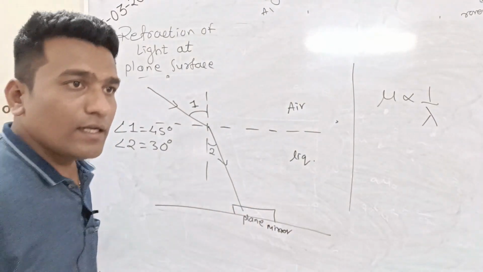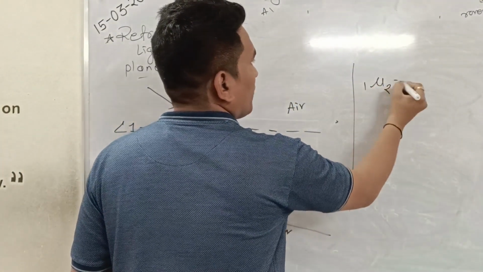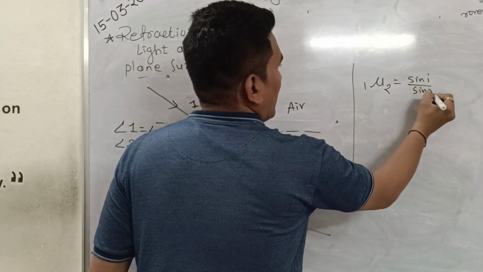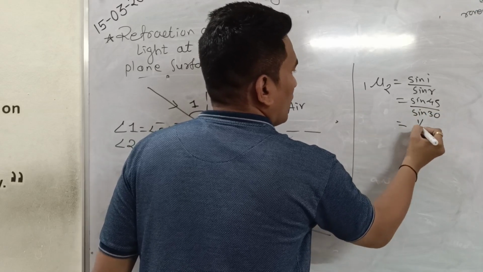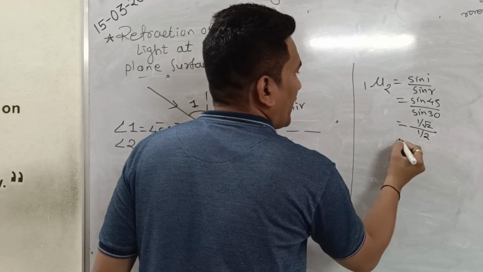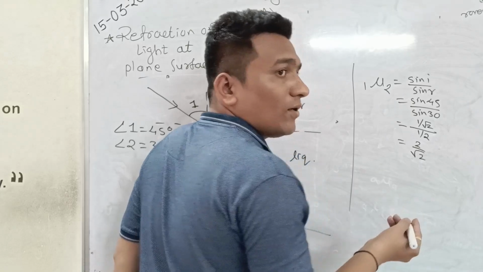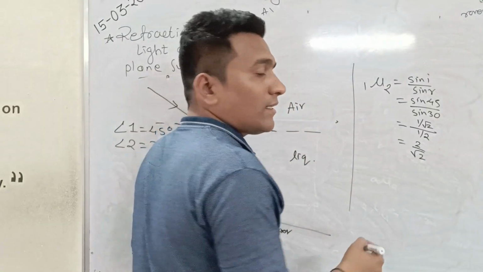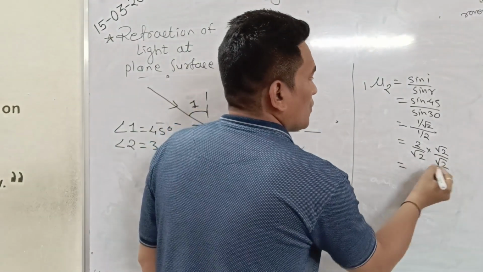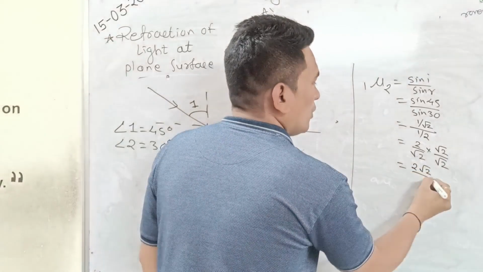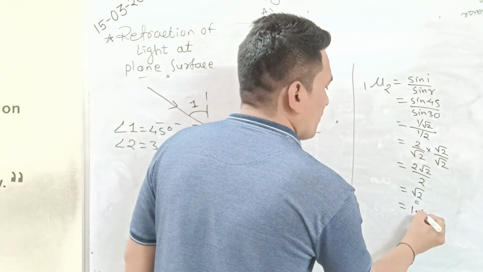So I will use Snell's law. Correct? Refractive index of second with respect to first is sin i upon sin r, sin 45 upon sin 30. Sin 45 is 1 by root 2, sin 30 is 1 by 2, so 2 upon root 2. You can rationalize it: multiply by root 2, divide by root 2. So root 2 into root 2, the 2s cancel, the answer is root 2, which is 1.414.